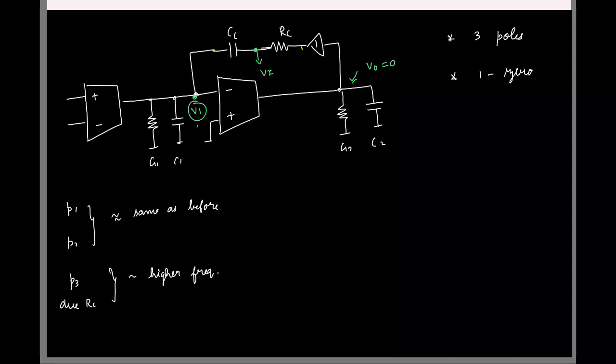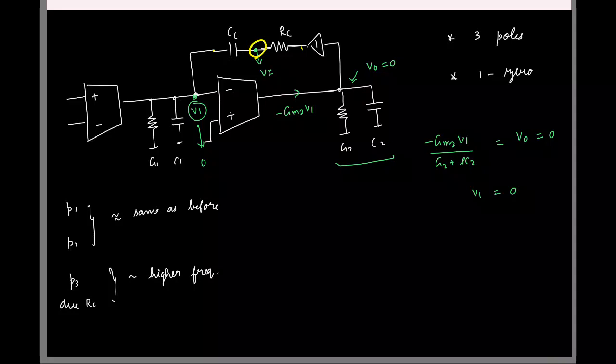If this voltage is V1, what is the current here? Minus GM times V1. So this minus GM times V1 is flowing into the output resistance here, which is G2 plus SC2, to generate V0, which is 0. So V1 must be equal to 0. So this guy is 0. Now if I apply KCL at this node, what do I get?